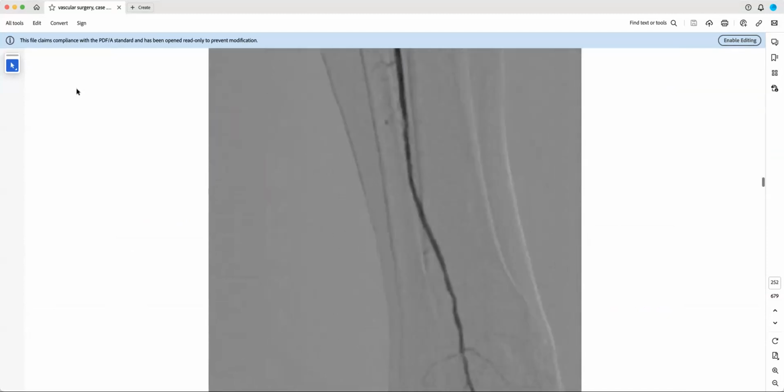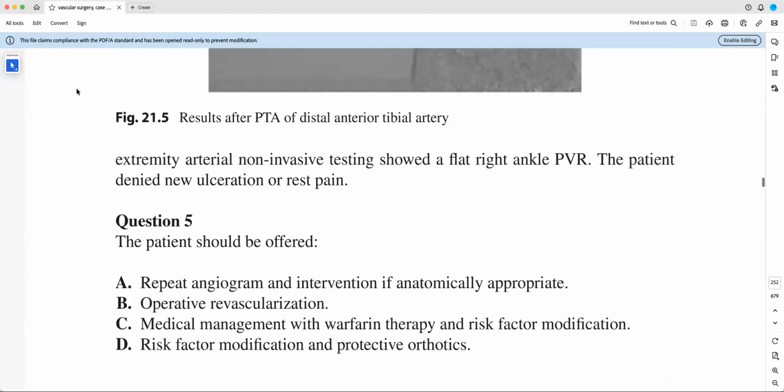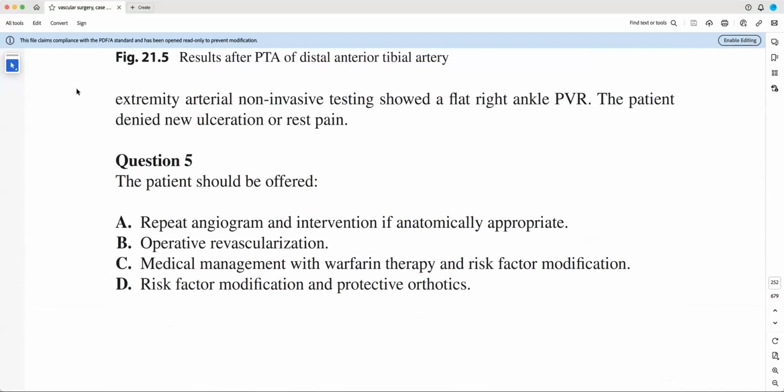So they did balloon angioplasty, 2.5 over 5 centimeter, of the anterior tibial artery. The lower extremity arterial non-invasive testing showed a flat right ankle PVR. The patient denied new ulceration or pain. So in conclusion, the patient underwent angioplasty of the anterior tibial artery with balloon angioplasty. So what would your answer be?